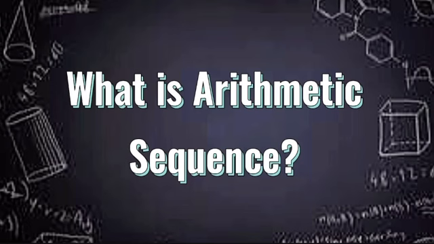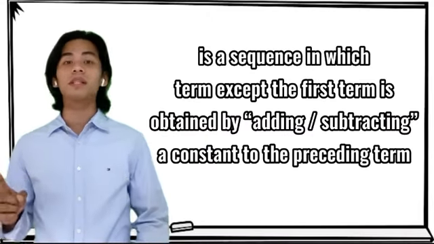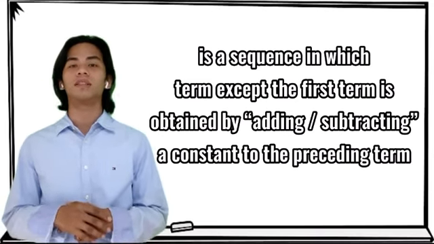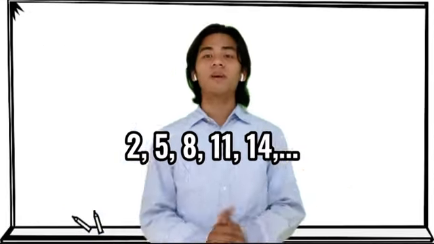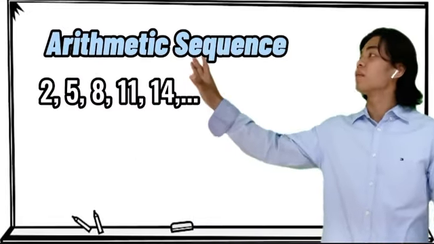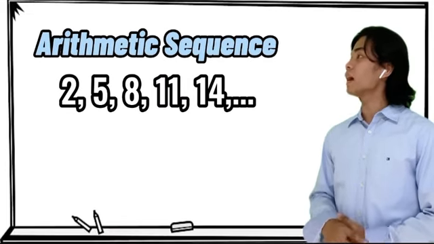Let's discuss first about arithmetic sequence. An arithmetic sequence is a sequence in which each term except the first term is obtained by adding or subtracting a constant to the preceding term. So let's take a look at this example. We can say that these numbers are an arithmetic sequence because each term is being added by 3.